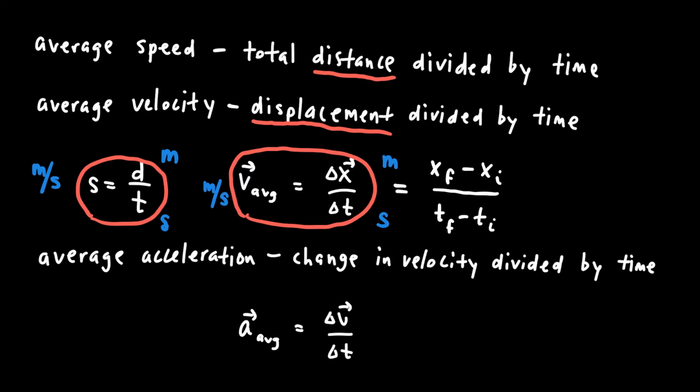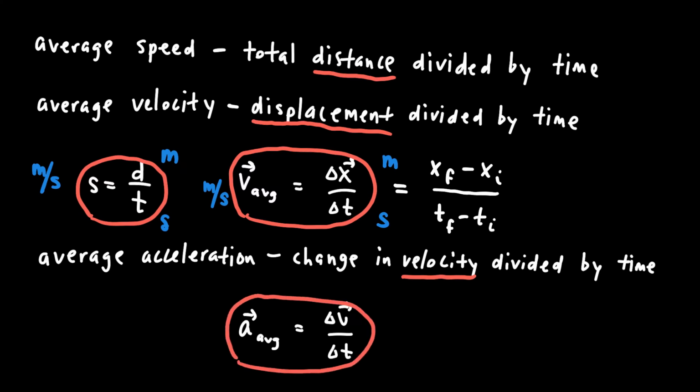Acceleration is the next step up after velocity. So if we go from position to velocity to acceleration, acceleration is a change in velocity divided by time. So I'd like for you to think of velocity as the rate of change in displacement of an object, and acceleration as the rate of change in the velocity of an object. So the more quickly that my velocity changes, the greater my acceleration.